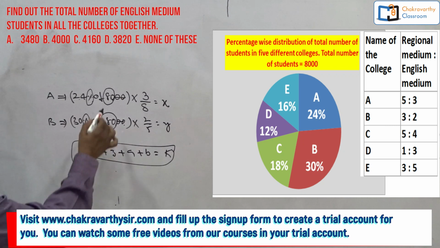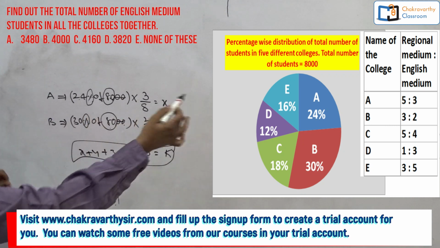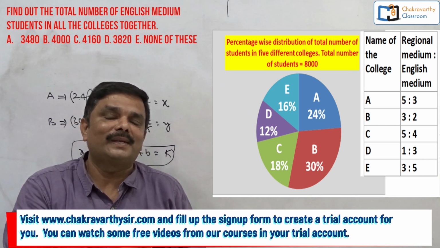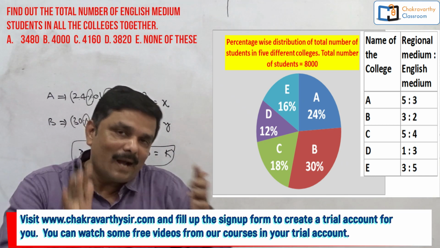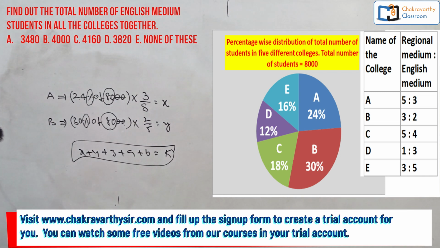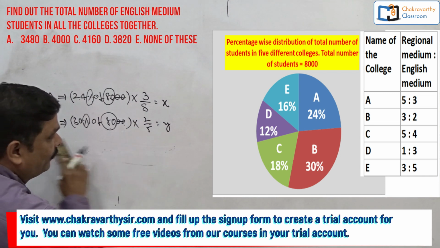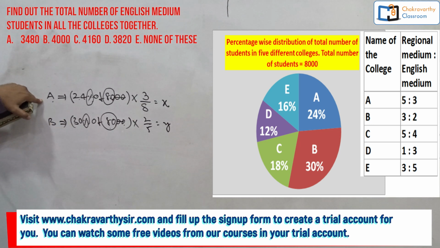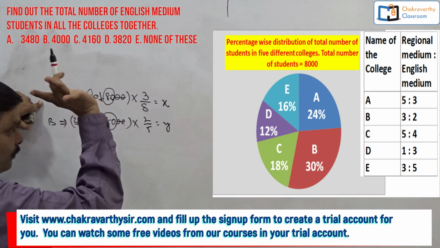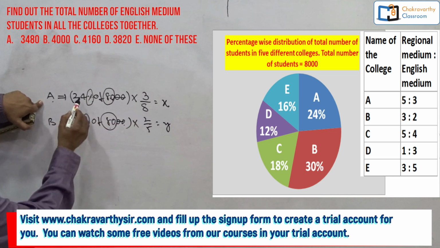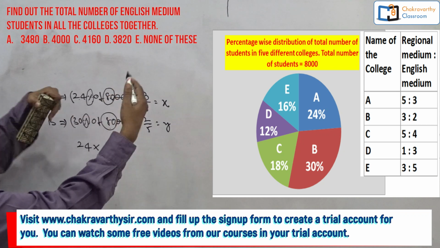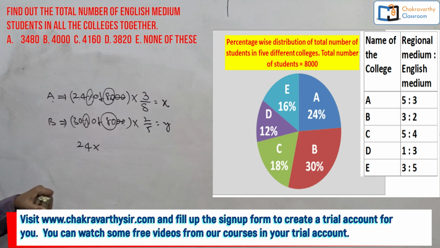So instead of multiplying this 80 for 5 times, finally you can take this 80 as common. Yes or no? 80 as common. How is that? I'll tell you, students. Simply, only one time you have to multiply with 80. As far as A is concerned, number of English medium students from college A must be done in this way. This 24 into, don't take this 1% of 8,000. Finally, I am going to multiply that one with the 80.